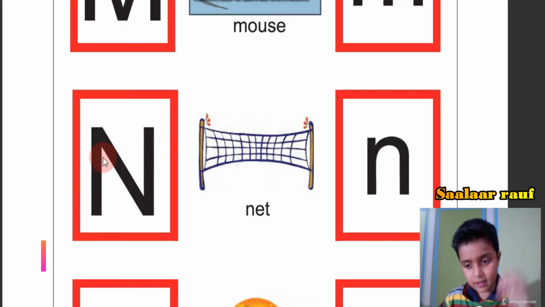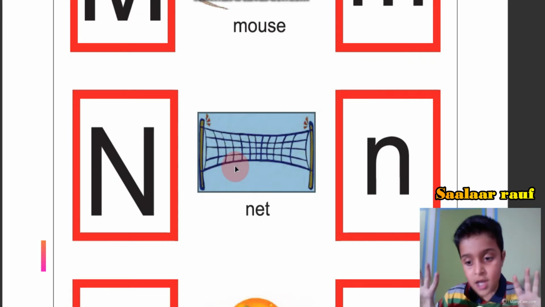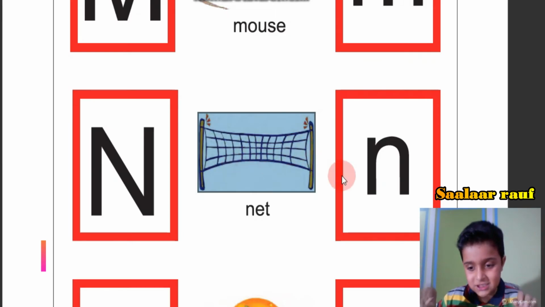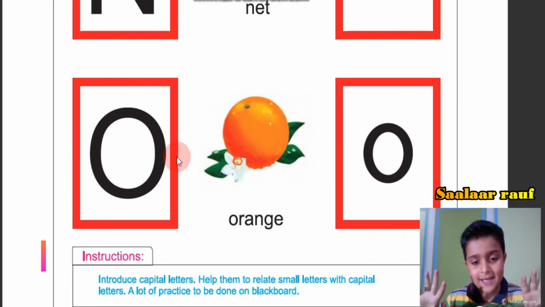What is this? N. And N for? Net. N for net. N for? Net. And what is this? N, smaller N.